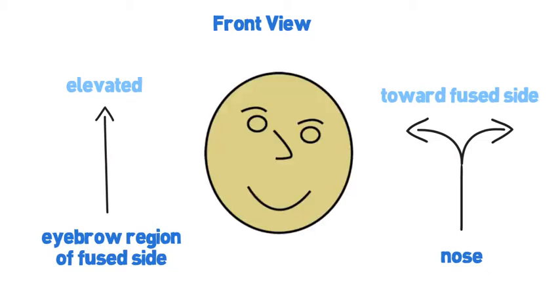For example, if the right coronal suture is fused, from a bird's eye view, the right side of the face will appear to be more sunken in and flattened than the left side of the face. From the front, the right eyebrow region will be higher than the left, and the nose will appear to be leaning toward the right side of the face. This relationship between the suture that is fused and the effects on the facial suture is described by Virchow's law.